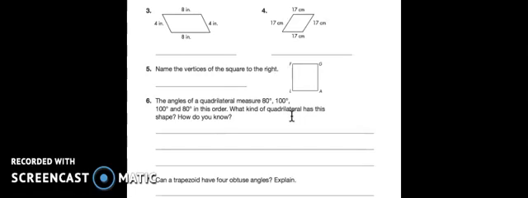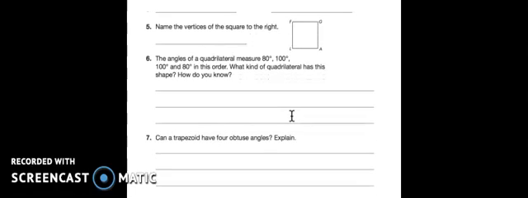Name the vertices of the squares to the right. So remember, vertices is where it comes to a point, so you're going to label that using capital letters. And then number 6, the angles of a quadrilateral measure 80, 100, 100, 80 in this order. What kind of quadrilateral has this shape and how do you know? So we talked about that at the beginning. You can move your video to the beginning if you don't remember what we said about the angle measurements and how to classify whether it is a parallelogram or a trapezoid. So if you don't remember, just review back.